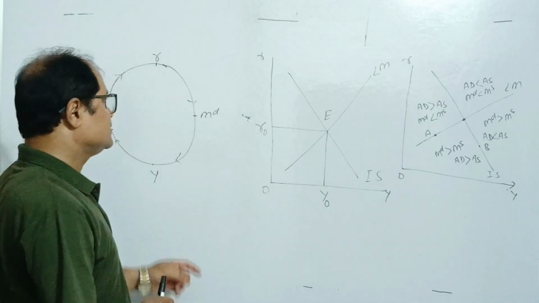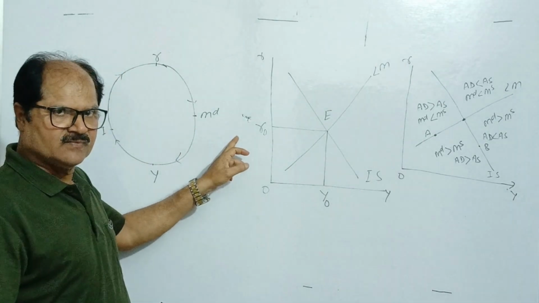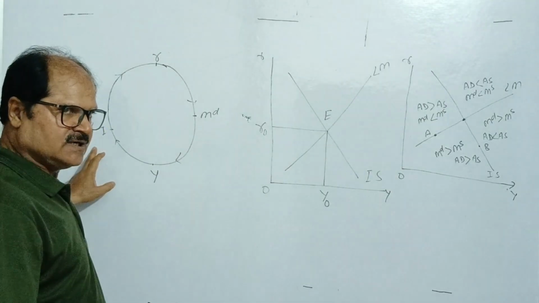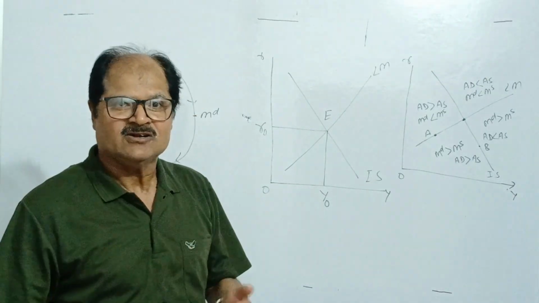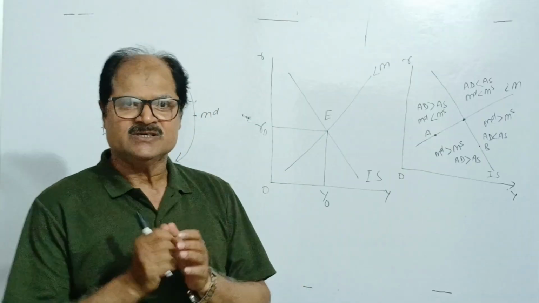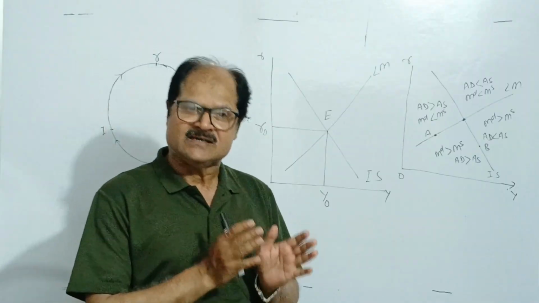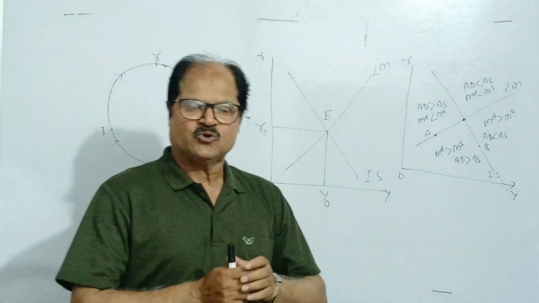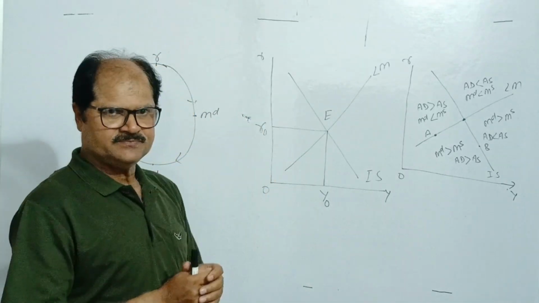Why? Because in Keynesian system rate of interest depends upon demand for money, and demand for money depends upon income. Income depends upon investment, and investment itself depends upon rate of interest. So there is a kind of circular reasoning. IS-LM model is an attempt to simultaneously determine income and rate of interest, so that this circular reasoning can be broken down. How it is achieved is explained in this diagram.